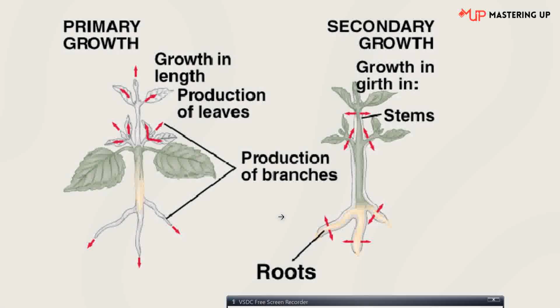You can also see that the production of leaf and production of branches are also a result of primary growth, because that is also elongating, right? So you can say that is also a result of the primary growth.